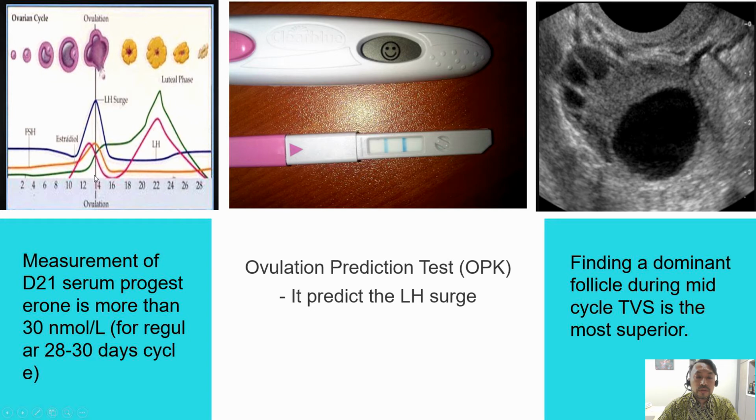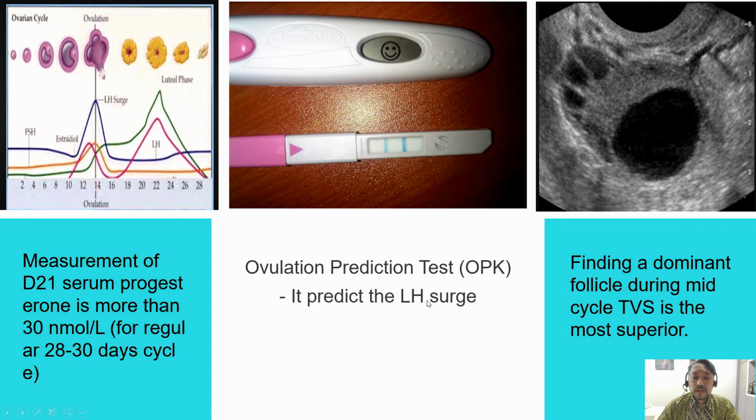So what you are going to do is take the day 21 serum progesterone around here. The serum progesterone, the green one, around here is the highest peak. It should be more than 30 nanomole per liter at this time. So this indicates ovulation.